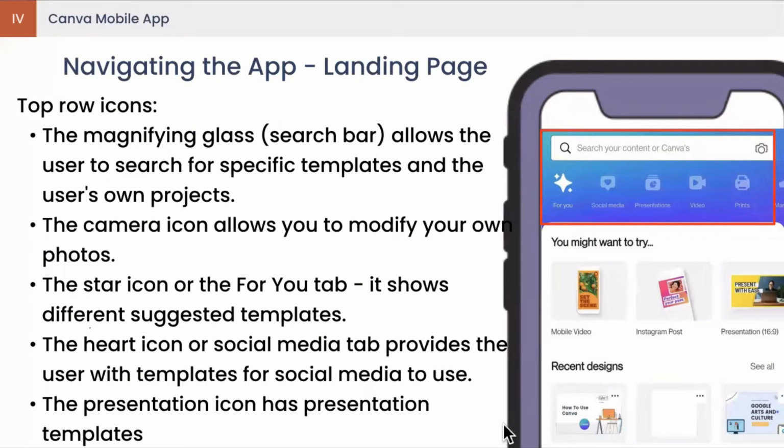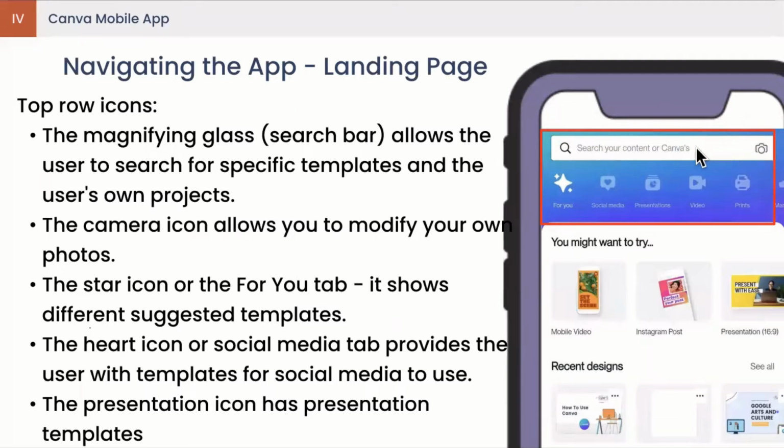Navigating the app. Firstly, the landing page. There are some top row icons that you should be aware of. Firstly, you will see a magnifying glass, which is the search bar. And this allows the user to search for specific templates and the user's own projects. The search bar is right here. As you can see, it's in this red box.